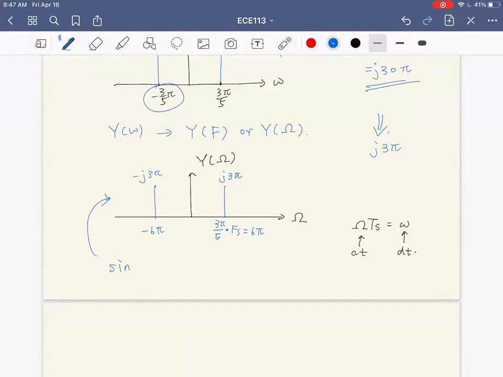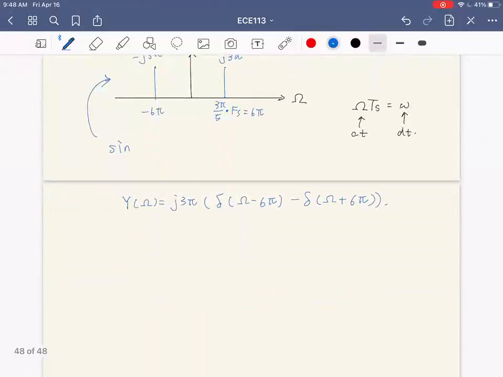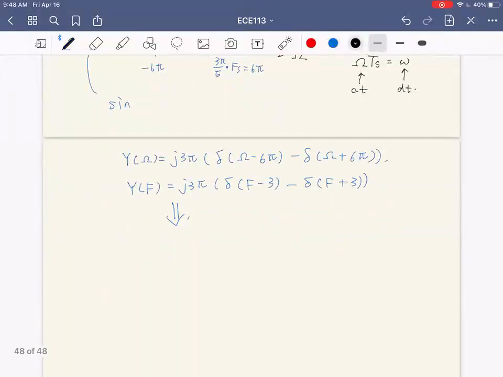the format will match. So if we write it down, Y of omega equals j 3 pi times an impulse at 6 pi, and then minus an impulse at minus 6 pi. All right. And if we turn it back to f to observe it better, we'll have j 3 pi delta f minus 3 and minus delta f plus 3 here. Okay. And then you see that it is actually the CTFT of this function.